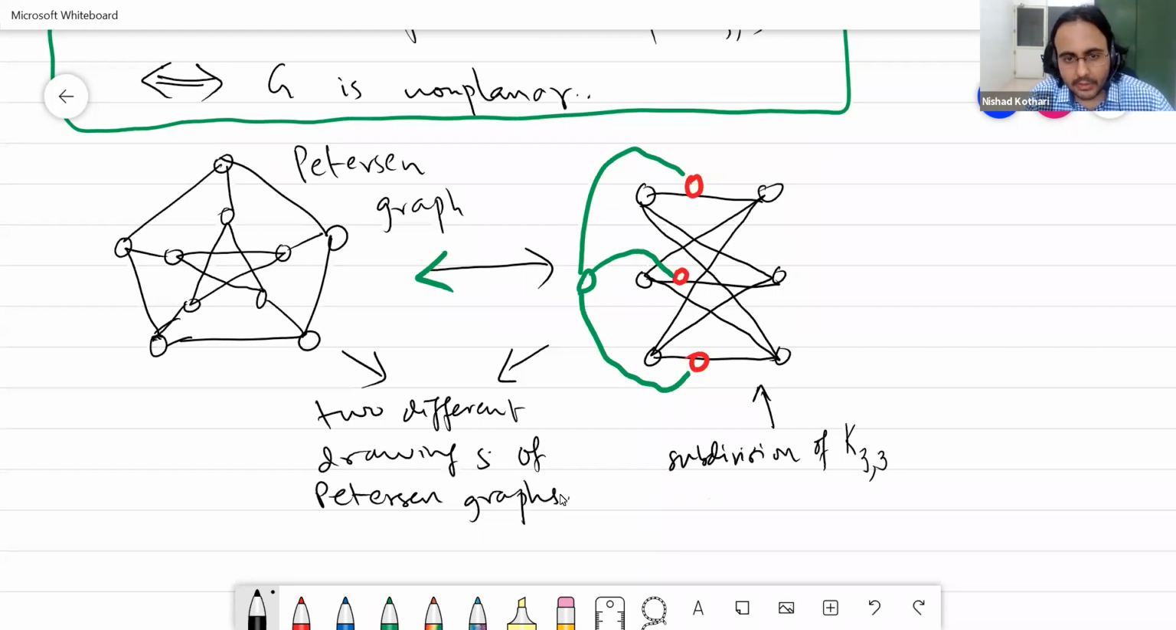So there is a question from Dia. Can you prove this for any other graph? Could you elaborate on what you mean by this?